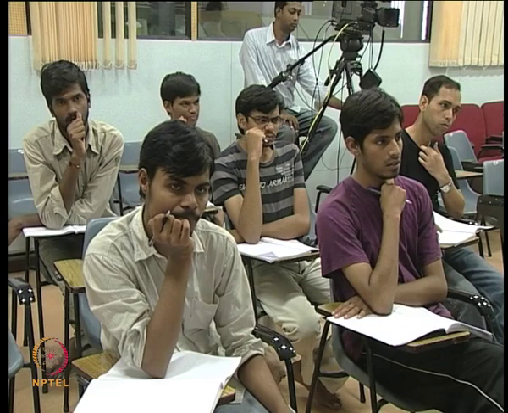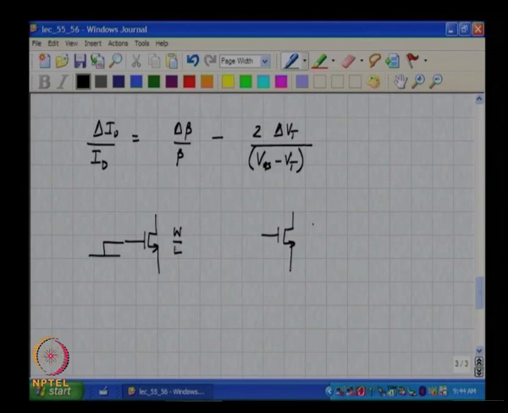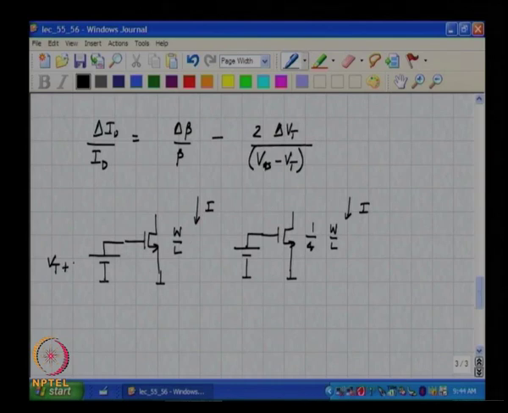Okay, let me, so let us say you have two transistors, let us say this is W by L and this is 1/4 W by L, right. Both of them are biased so as to have the same current. So, what must this voltage be? Pardon? This voltage, if this is Vt plus delta V, this must be Vt plus 2 delta V. You must have twice the overdrive in order to result in the same current.